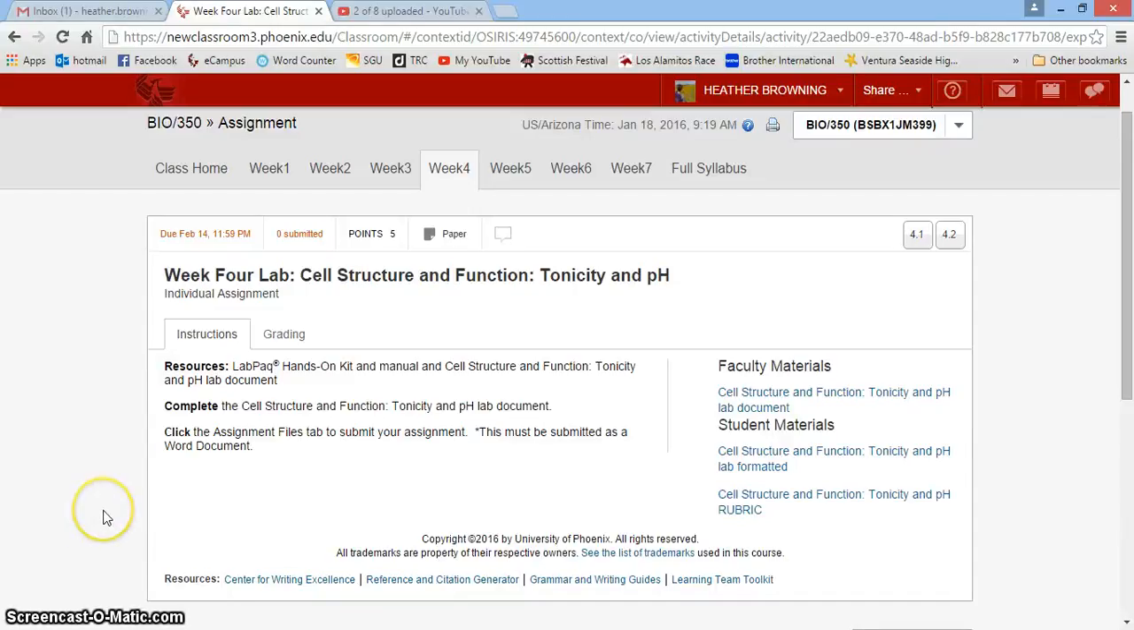Hi all, this is the week 4 lab, the one on tonicity and pH. Okay? I think we have 2, right? Anyways, here is what you're going to see when you open the assignment. You won't see the faculty materials, you'll see the student materials. You're going to have the lab formatted where you put in your answers, and then the rubric. So let's look at that rubric first and see what's going on.